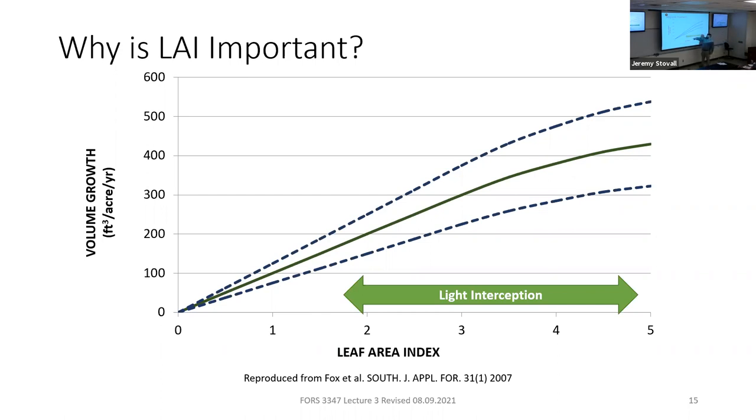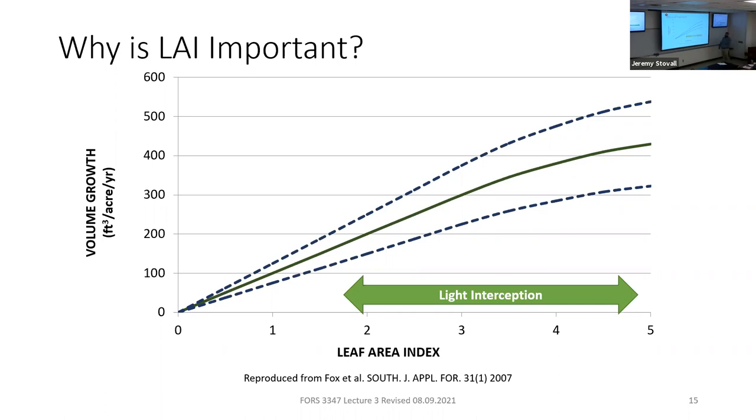But look at this. What this is telling us, see the dotted lines? That's showing us the range of variability. We have some stands with an LAI of 3 producing 6 tons per acre per year, some stands with an LAI of 3 producing twice that. 12 tons per acre. 12, you'd be super happy with 12. That would be a fantastic fast growing stand, okay? And so what's causing the difference? Same leaf area index, what's causing the difference?